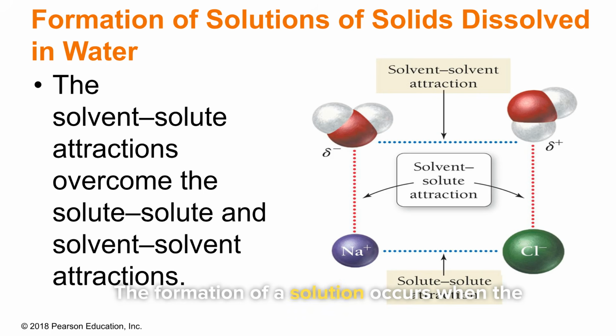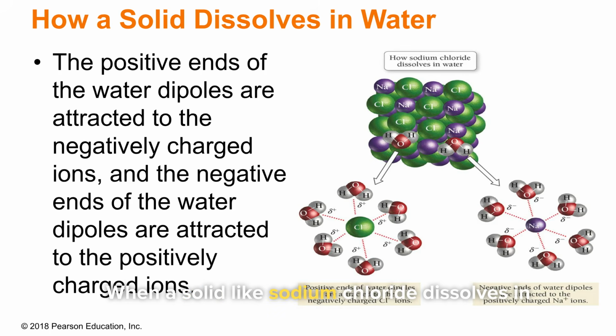The formation of a solution occurs when the attractions between the solvent and solute molecules are strong enough to overcome the existing attractions between solute molecules and between solvent molecules. When a solid like sodium chloride dissolves in water, the positive ends of water dipoles are drawn to the negative chloride ions, while the negative ends of water are drawn to the positive sodium ions.